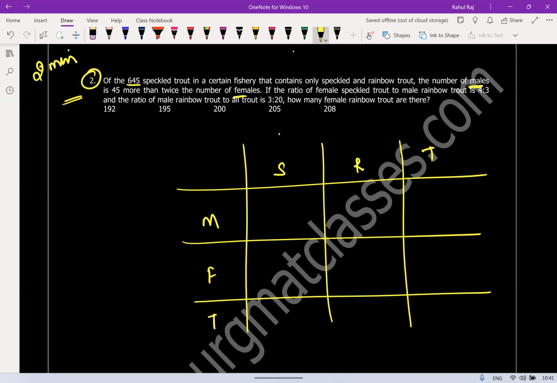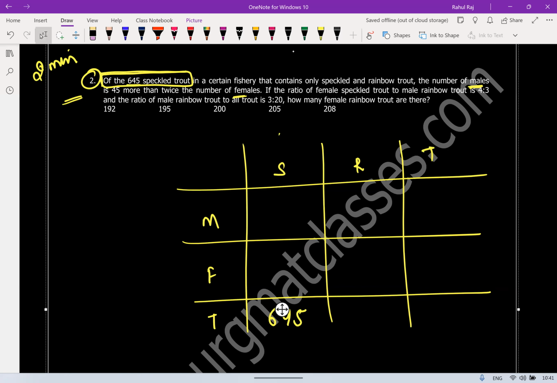So it says, of 645 speckled trout. What do you mean by this? You have to understand this very beautifully, or else it will be a problem. So of 645 speckled trout means, can I say the total number of speckled trout is 645? Anyone, any doubt here? Please tell me. Because they have just given you that there are a total of 645 speckled trout. So I've written the total speckled trout is 645. Anyone, any problem here? That contain only speckled and rainbow trout. That's fine.